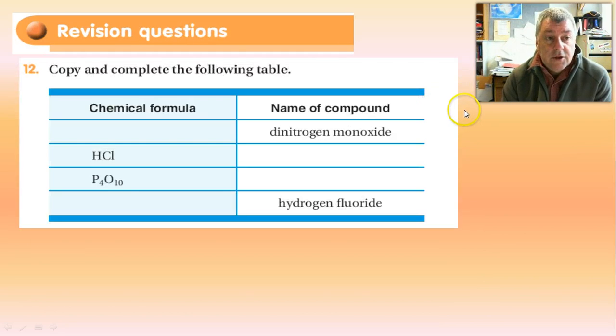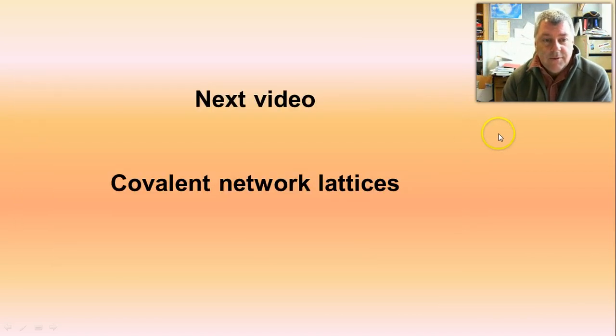Alright, and then you've got to do question 12 from within the chapter, and here you go from the name to the formula, and here from the name to the formula. No, from the formula to the name. Alright, and I think the answers will appear very briefly there. So that was pretty quick, hey?